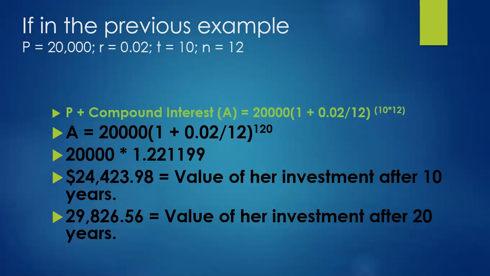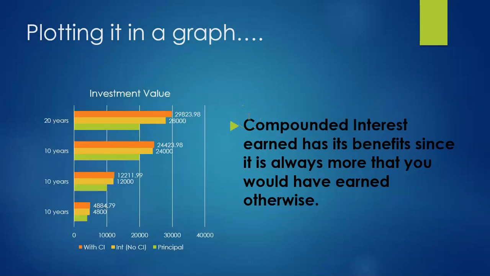Now let's look at this calculation when we plot it in a graph. What you see is you have three different bars that I have plotted. The green one is for the principal amount, the yellow one is for the regular interest with no compounded interest included, and then the orange bar is for when you have compounded interest included as well. As you see, the compounded interest is always more than what you would have made with just regular interest being accrued. So the bottom line is that compounded interest has its benefits, and it's always more than what you would have earned otherwise.